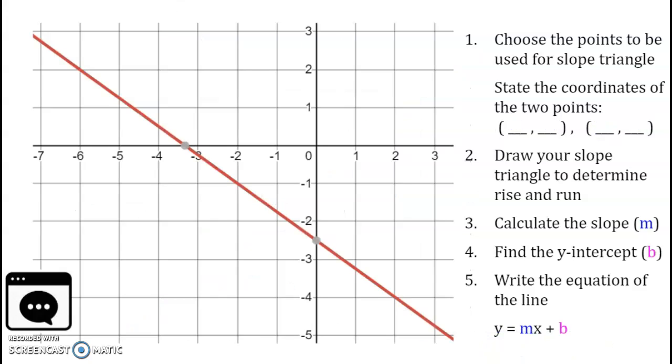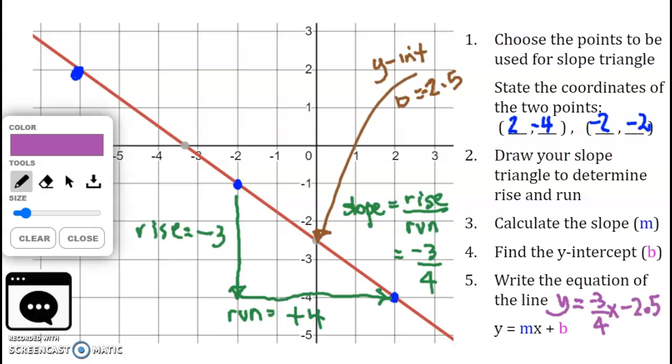Okay, this time you pause the video and see if you can find the slope triangle. Decide on which 2 points to use as your slope triangle, and then find the slope, find the y-intercept, and write the equation. Okay, so I've done the work.